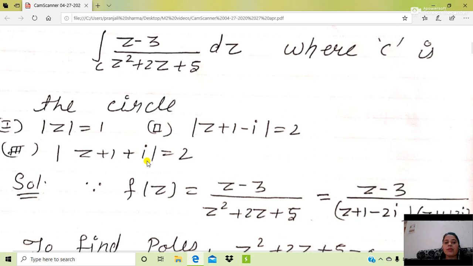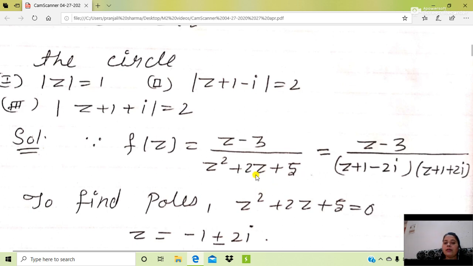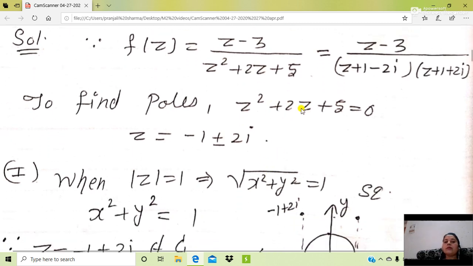Now, since the function is f(z) is equal to (z minus 3) upon (z square plus 2z plus 5), if we factorize the denominator it will be (z plus 1 minus 2i) into (z plus 1 plus 2i). So to find poles, we have to put the denominator equal to 0. By putting denominator equal to 0, we get two values of z, that is minus 1 plus 2i and minus 1 minus 2i. So these two are known as poles of f(z).